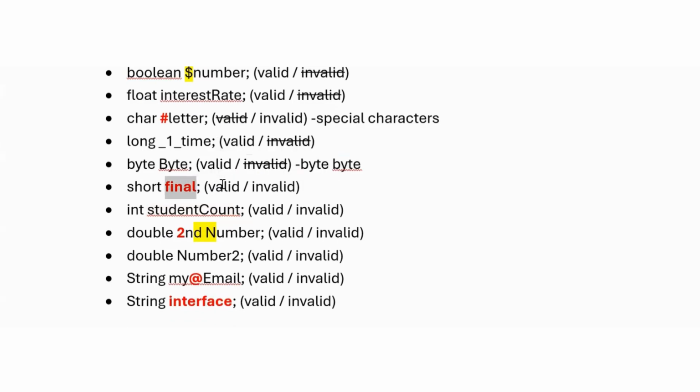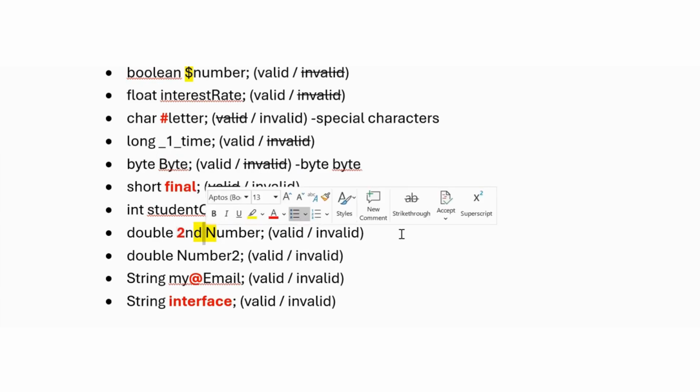Then we have short final. This is actually invalid because final is actually a Java keyword. We have then int student count. This is valid. And double 2 second number. So there are two errors here. The first is the number, which we have seen earlier. And the second problem is we have the white space in between.